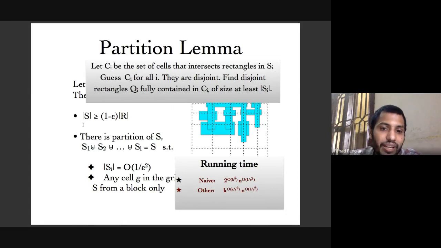If you know these are the 4 points where the 4 corners of a rectangle in Si lie, one is here, one is here, one is here, one is here, then other than these 4 cells, the in-between cells will also go to Ci, because your rectangle will be spread like this. So you can guess only those corner points, and then you could get Ci. And that guessing will be K to the power order 1 by epsilon square.